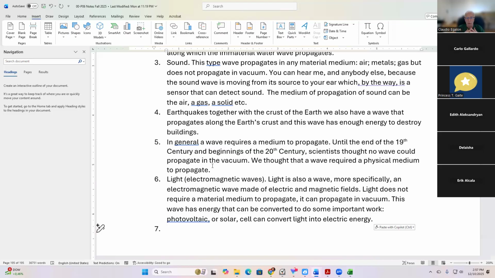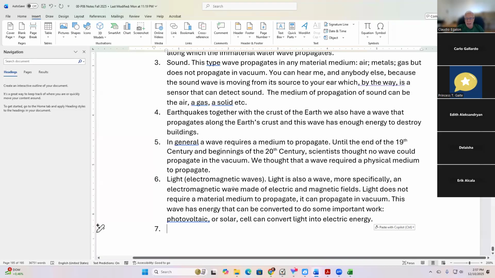We also have the waves of your radio station. Okay, that is also an electromagnetic wave.